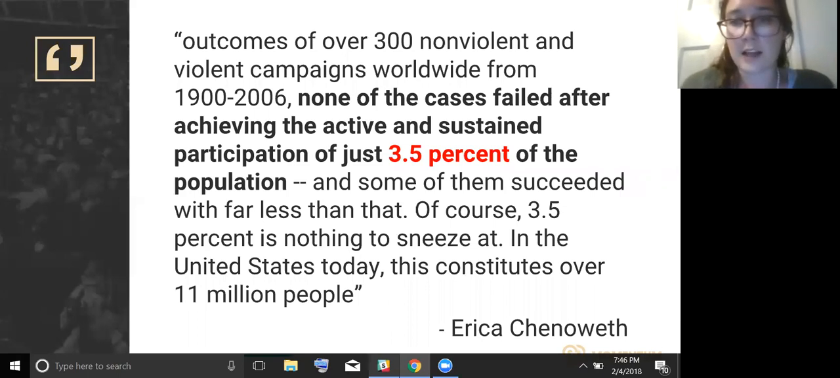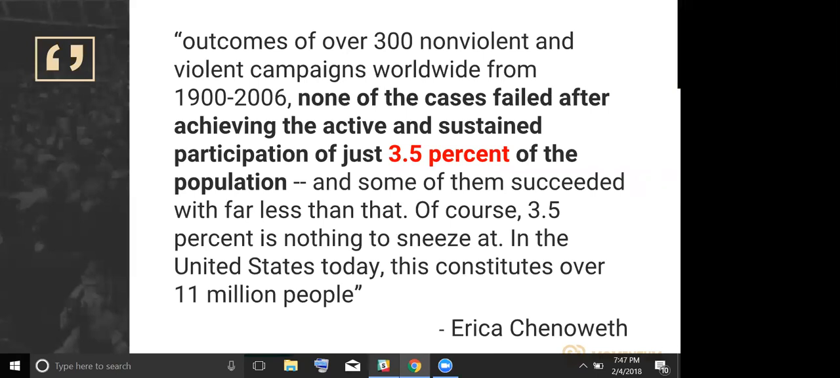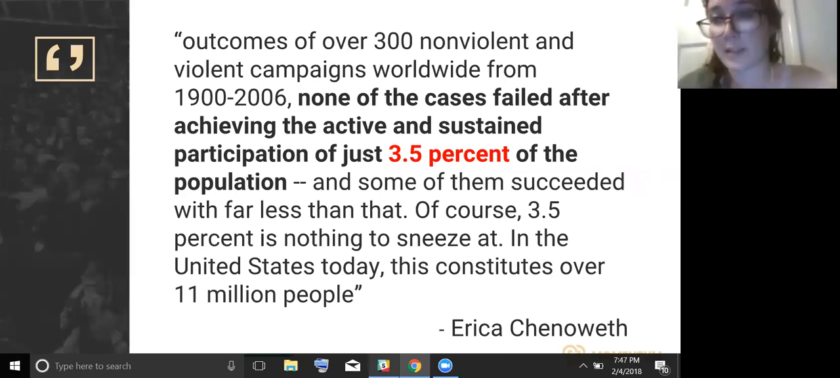And what she found, analyzing these 300 different movements over the last 100 years, is that there is not a single movement that failed as long as they had active and sustained participation of 3.5% of the population. There are some movements that were able to win with less than 3.5% of the population actively participating, but there's not a single movement that had 3.5% or more of the population that failed. Essentially, if you've got 3.5% of people on the streets using non-cooperation for a sustained period of time, it's impossible for any government to function, and they have to meet your demands.